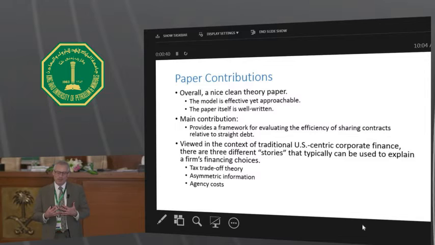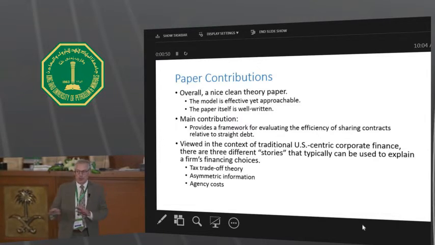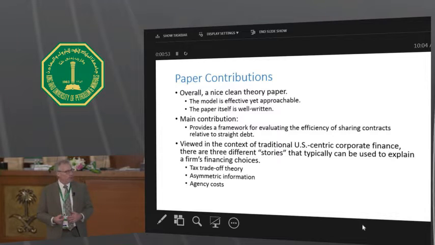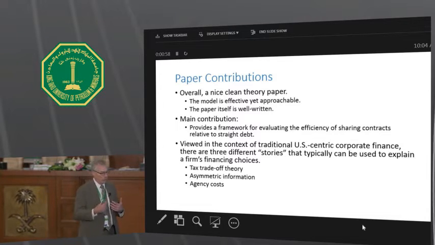So I'm going to discuss this paper, and I want to start out by noting that, overall, I think it's a really nice, clean theory paper. I think the model is effective, yet approachable. If you wanted to make key points, this is about as parsimonious a treatment as you could find to demonstrate those points. You saw a lot of math, but it's really not that difficult to go through because the paper is quite well written. It flows and it's easy to read.